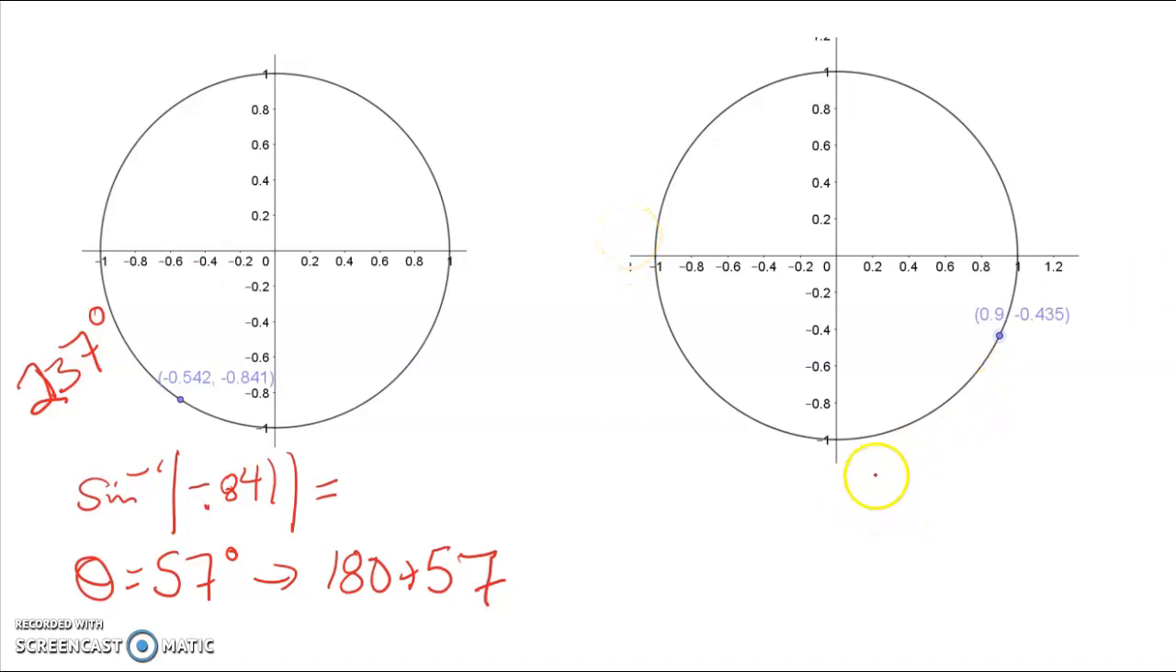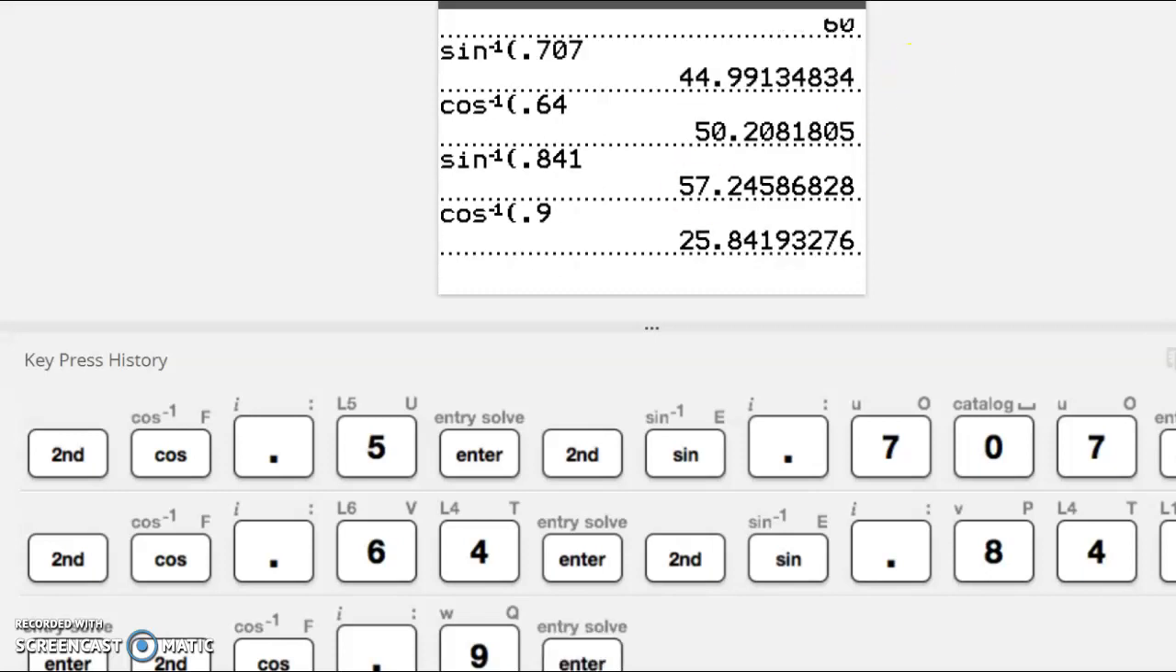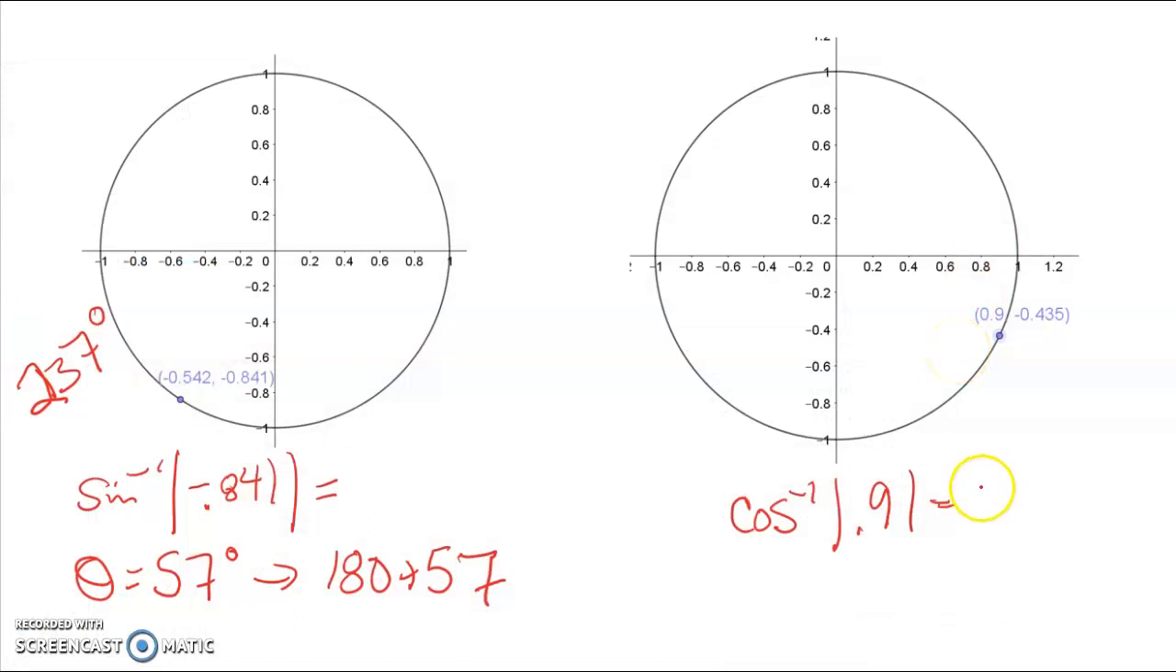How about over here? We could do either the sine or the cosine. We're going to take cosine inverse of the absolute value of 0.9. The absolute value of 0.9 is just 0.9, obviously. So cosine inverse of 0.9, we get, call it 26 degrees. We're in the fourth quadrant, so we need to take 360 minus 26. That puts us at 334 degrees.